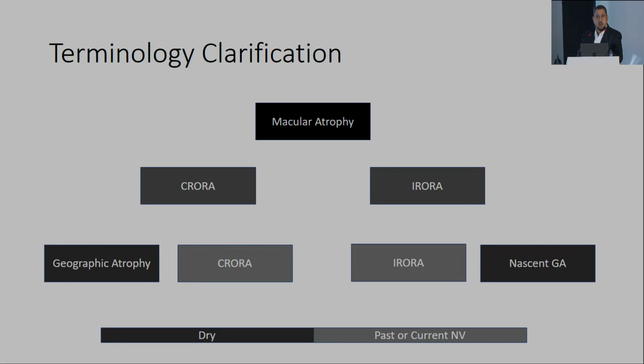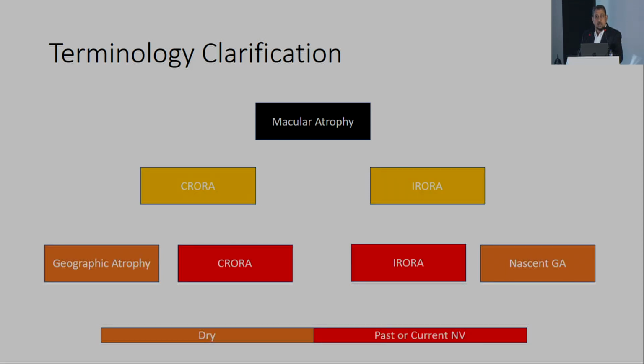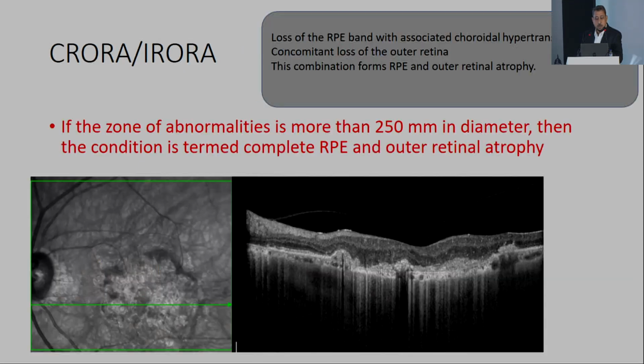Everything is now called, it's not called geographic atrophy, it's called macular atrophy, and this is it. It's divided into something called C-RORA and I-RORA, which I'll tell you about. And that itself, you can have with and without neovascularization. So this is the new classification. And what do you mean by C-RORA? It helps you to define what atrophy is.